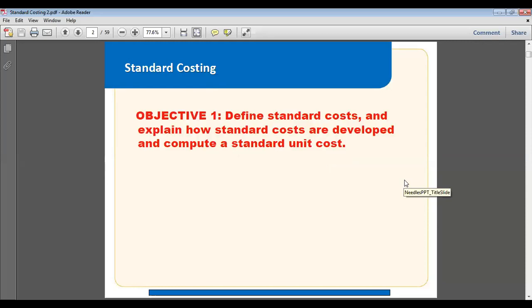First of all, we must know what the objective is: define standard cost and explain how standard costs are developed and compute a standard unit cost. So what is the background? Why are these standard costs calculated?